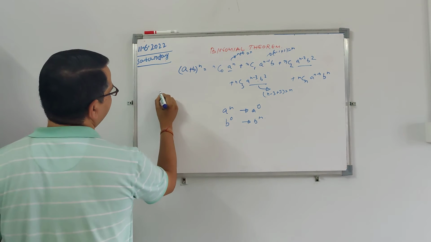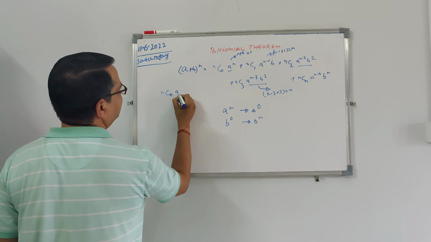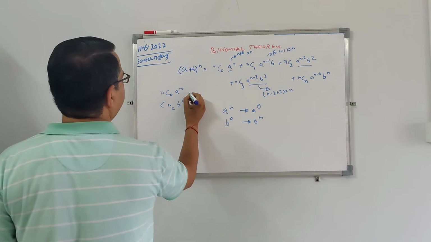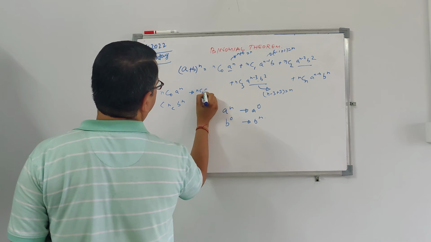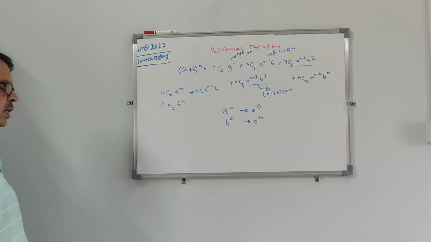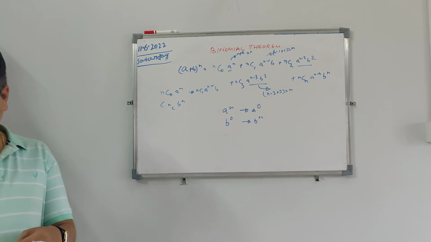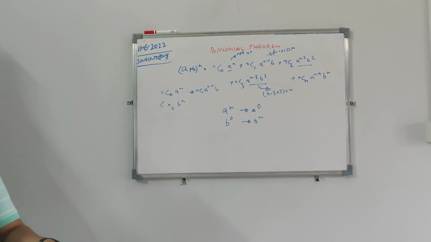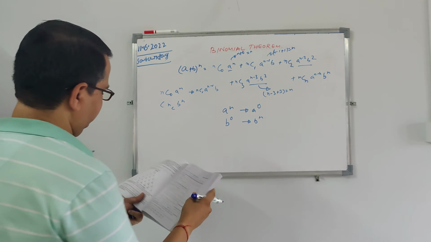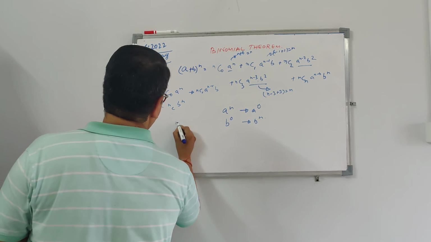So if you remember this, what is my first term? nC0 a to the power n, and the last is nCn b to the power n. In between, the terms will be nC1 a to the power n minus 1 b, and so on. The power of a keeps decreasing and the power of b keeps increasing. This is very simple. The derivation will take a little time. The coefficients are the same as in Pascal's triangle.